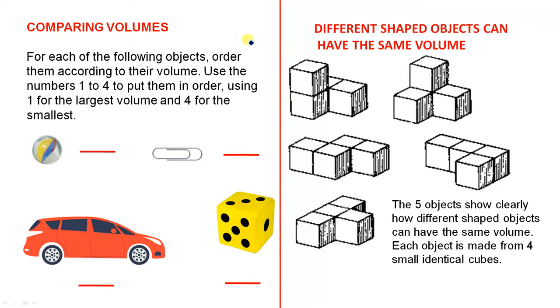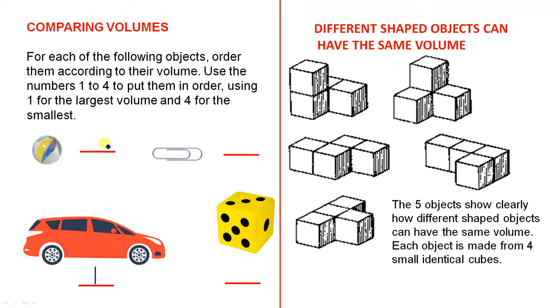Comparing volumes. For each of the following objects, order them according to their volume. Use the numbers 1 to 4 to put them in order, using 1 for the largest volume and 4 for the smallest. So which one of these 4 things here, the marble, the paper clip, the car, or the die, which is singular for dice, which one of those occupies the largest volume or takes up the largest space? I think you know this one does. So we put 1 for the largest.